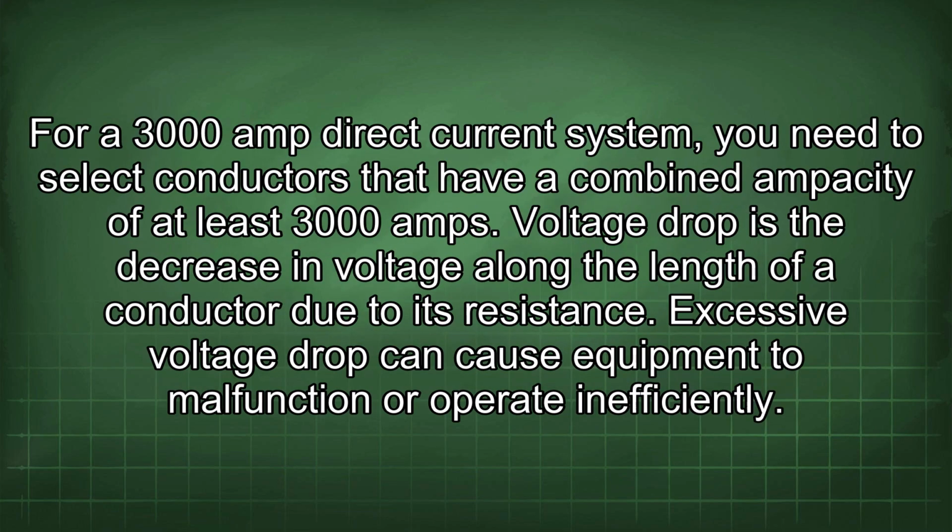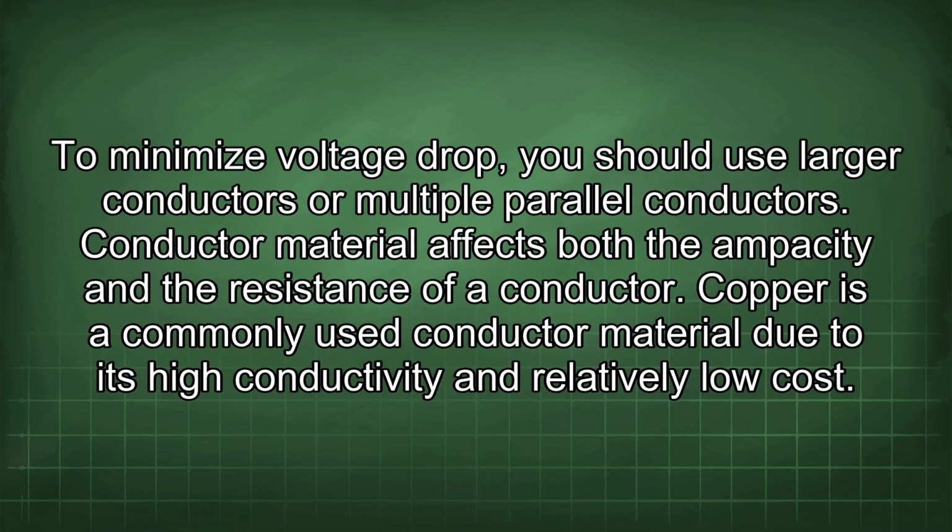For a 3000 amp direct current system, you need to select conductors that have a combined ampacity of at least 3000 amps. Voltage drop is the decrease in voltage along the length of a conductor due to its resistance. Excessive voltage drop can cause equipment to malfunction or operate inefficiently. To minimize voltage drop, you should use larger conductors or multiple parallel conductors.